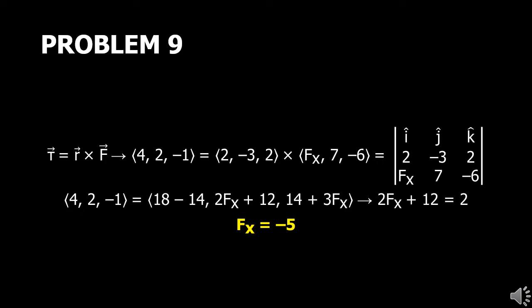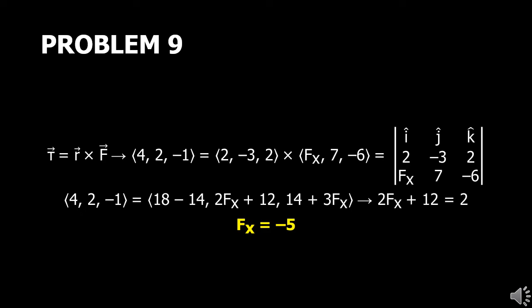So ngayon mag-drawing na tayo ng isang matrix. So, we draw a matrix here. Ilagay natin dito yung ijk. Yan. So, we have again 2, negative 3, 2, then we have the Fx, 7, and negative 6. Ayan. So, anong gagawin natin ngayon dito? So, simply, we perform the normal process of a cross product.